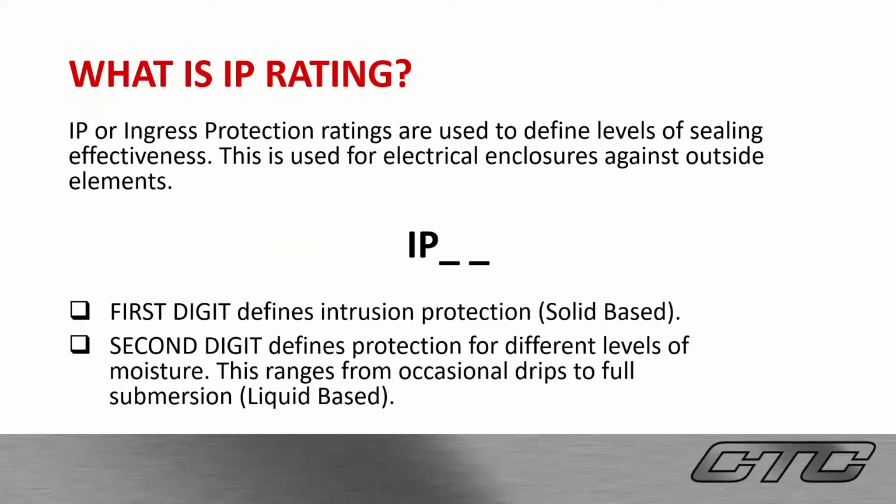So what is an IP rating? IP, or ingress protection ratings, are used to define levels of sealing effectiveness. This is used for electrical enclosures against outside elements. As you can see in the middle of the screen, that is a template for what an IP rating looks like. The first digit under the underline is defined for intrusion protection, which is solid based. And then the second digit defines protection for different levels of moisture. This ranges from occasional drips to full submersion, and this is liquid based.